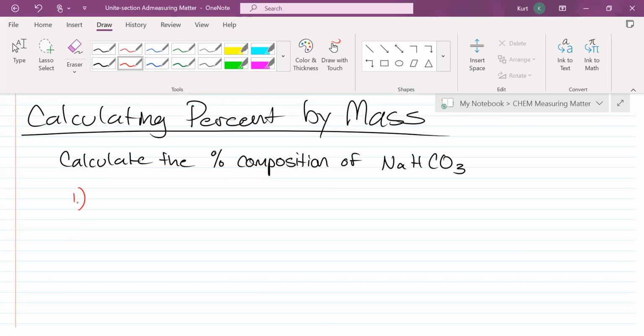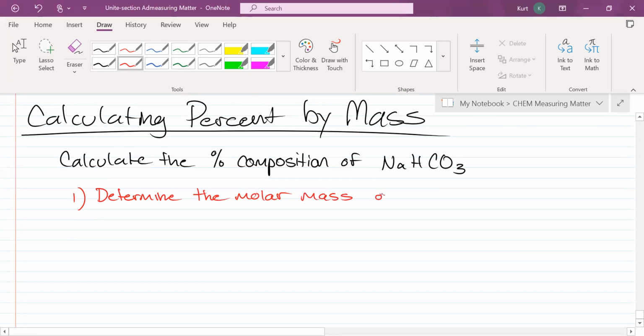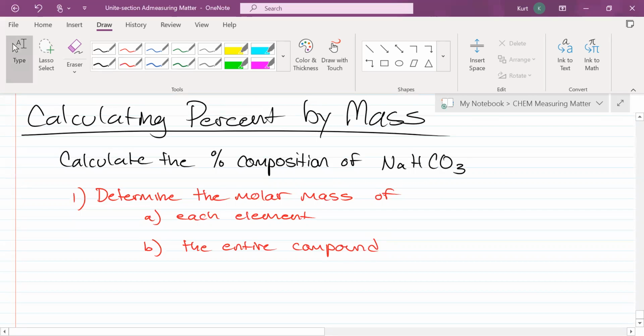The first thing you need to do is you need to determine the molar mass of A, each element, and B, the entire compound. So let's do that. Let's kill two birds with one stone, okay?